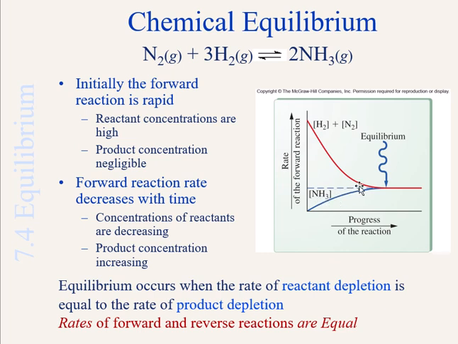Eventually, they will both coincide at some point where the rate of the reverse reaction, the reaction consuming ammonia, is going to equal the rate of the forward reaction, the reaction consuming hydrogen and nitrogen. Because they are both being consumed and produced at the same rate, there will be no net change. And that's the point of equilibrium. That's the point where we have come to an end in terms of any net change. At equilibrium, reactant depletion and product depletion happen at the same rate, so there is no net change.